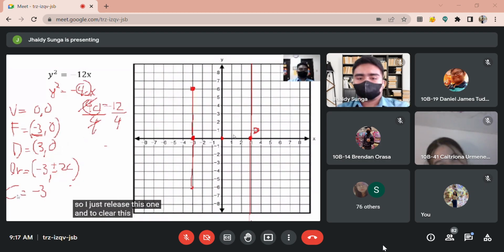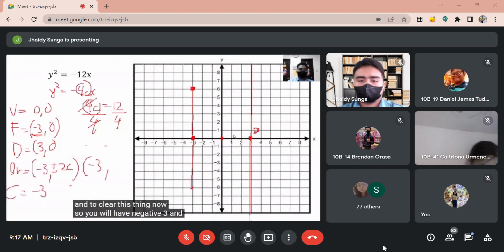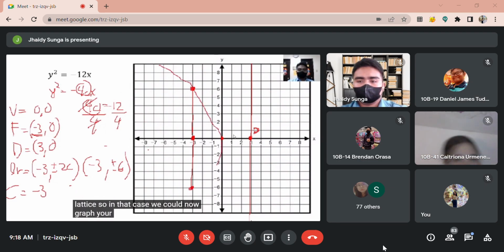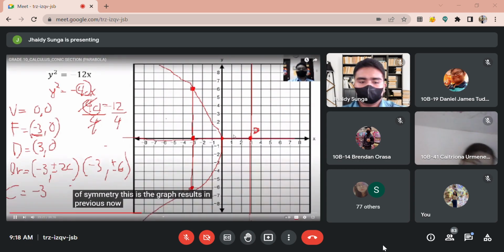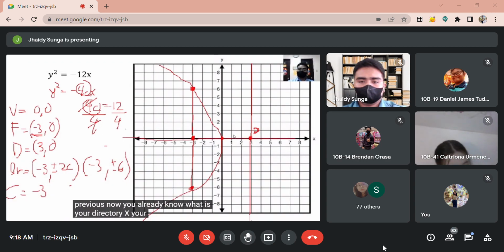And to clear this, you will have -3 and positive 6. These are the latus rectum. So in that case, we could now graph your parabola. That's how we graph your parabola. Where is your axis of symmetry? This is the axis of symmetry, it's x = 1. Now you already know your directrix, focus, vertex, and latus rectum. Clear?